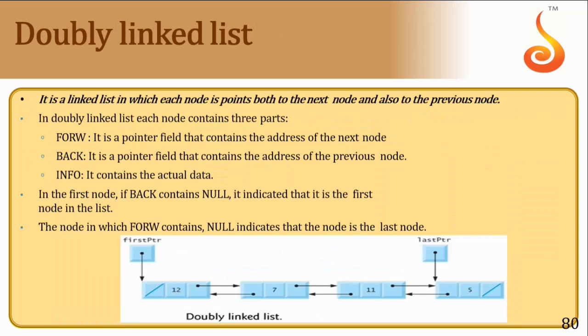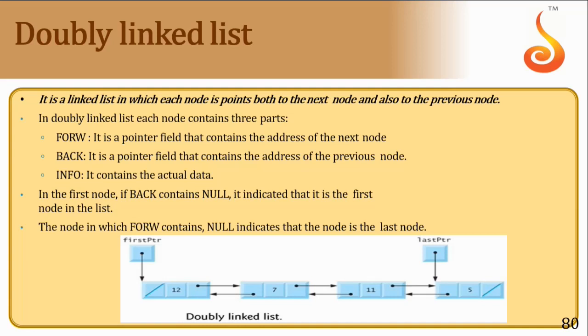Next is the doubly linked list. Can you see the difference here? In a doubly linked list, each node has two pointers and one information part, so a total of three parts. One is the forward pointer, which contains the address of the next node. Back is a pointer which contains the address of the previous node, and then the information part where the data is stored.